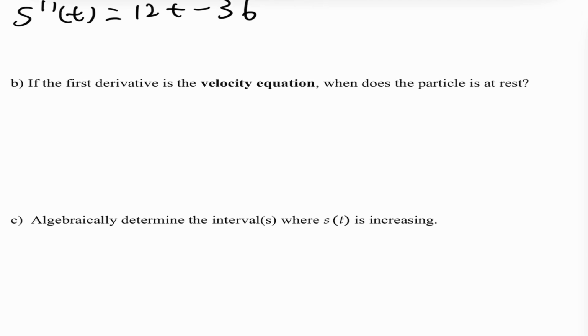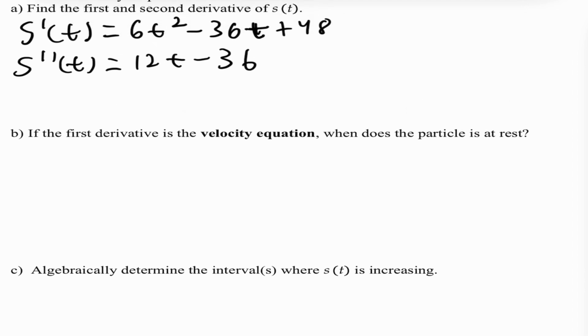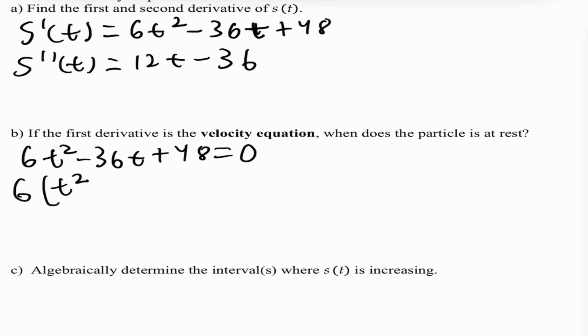B asks, if the first derivative is the velocity equation, when is the particle at rest? Basically, for this one, we set our first derivative equation equal to 0. So 6t squared minus 36t plus 48, set it to 0. To make this easier on us, let's take out the 6. It would be t squared minus 6t plus 8.